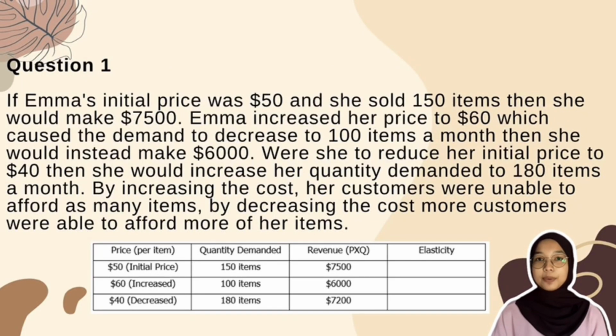Question 1. If Emma's initial price was $50 and she sold 150 items, then she would make $7,500. Emma increased her price to $60, which caused the demand to decrease to 100 items a month, then she would instead make $6,000. Were she to reduce her initial price to $40, then she would increase her quantity demand to 180 items a month. By increasing the cost, her customers were unable to afford as many items. By decreasing the cost, more customers were able to afford more of her items.